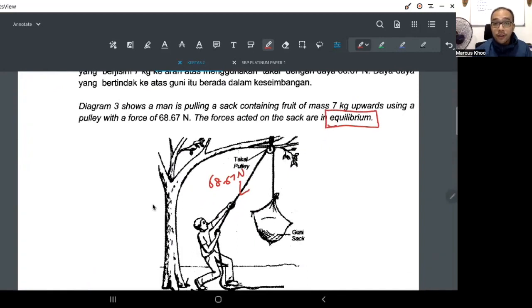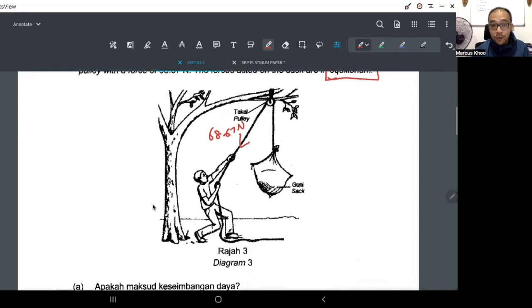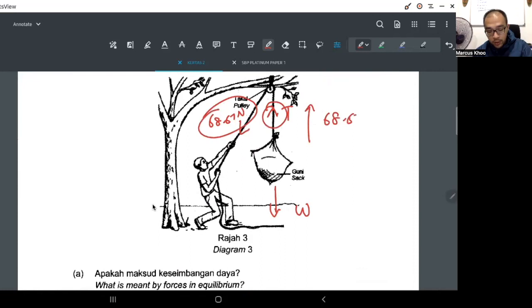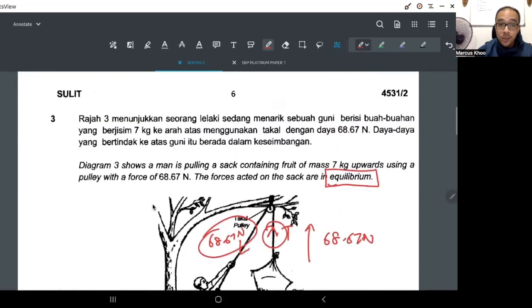Okay, so this is a very important thing. The forces acting on the sack are in equilibrium. The sack is not going up and not going down, which means the forces are equal. The tension of this string is equal to the weight of the sack. Since the tension of the string is caused by this force, I can say that the force upwards is 68.67 newtons and the force downwards is also 68.67 newtons. So the weight of the sack is 68.67 newtons.